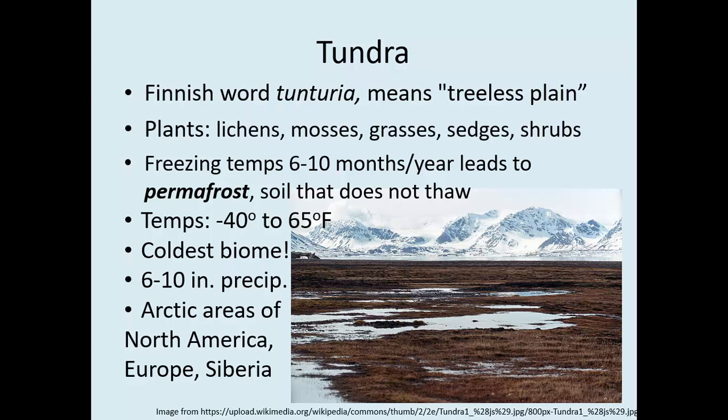The tundra receives very little precipitation per year, 6 to 10 inches of, if you thawed out the snow, it would be 6 to 10 inches of water. But of course most of it falls as snow, and so it's thicker than 6 to 10 inches of snow that you have on the ground sometimes. And we find tundra in the Arctic areas of North America, Europe, and Siberia.